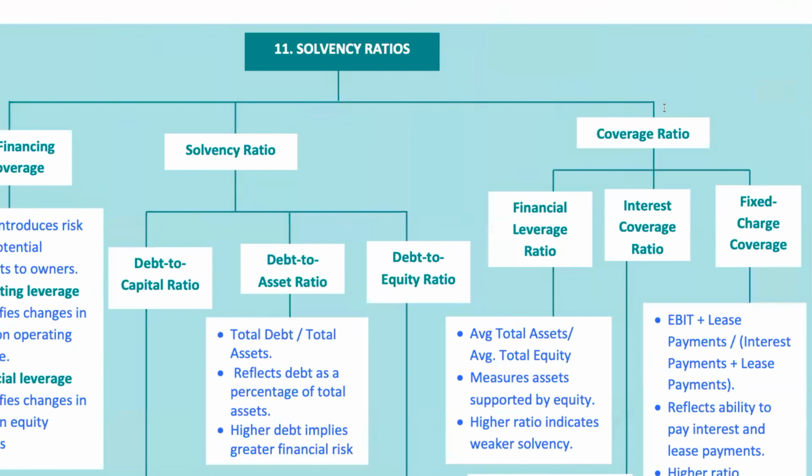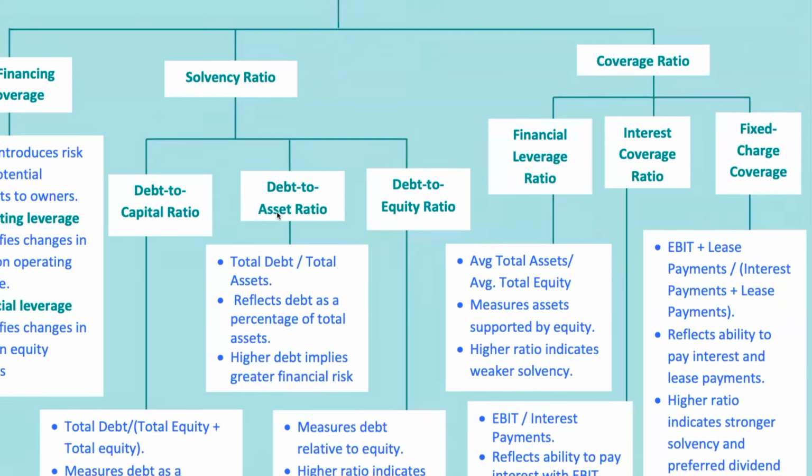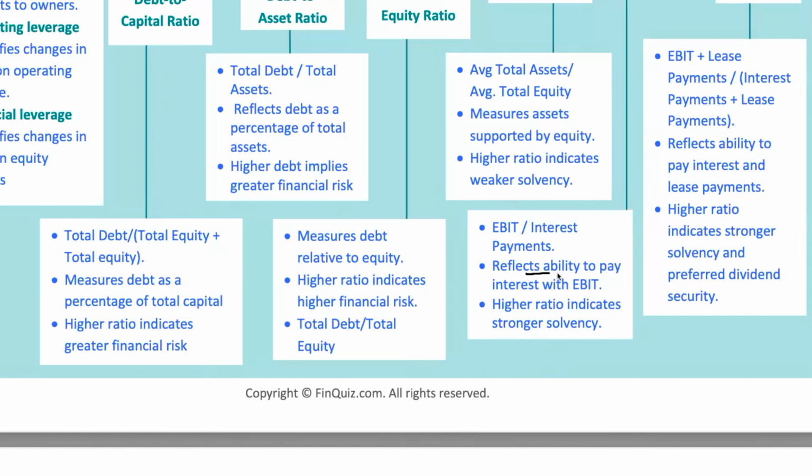And now let's discuss coverage ratios, which are also crucial for understanding solvency. First up is the interest coverage ratio. This ratio shows how many times a company can cover its interest payments with its operating income, EBIT. A higher ratio indicates stronger solvency, meaning the company is more likely to meet its debt obligations.